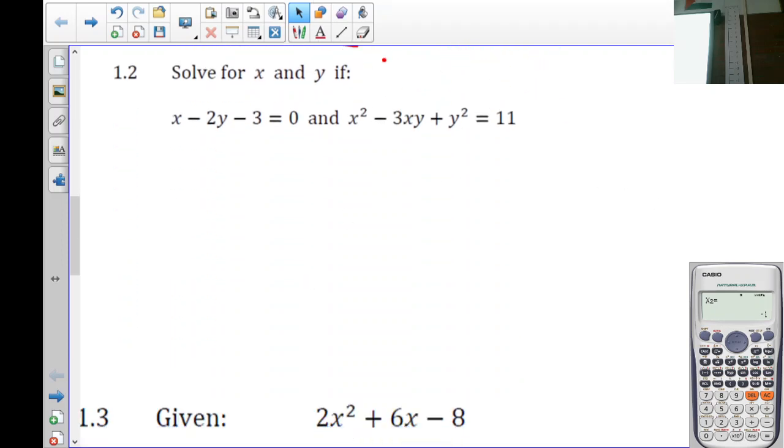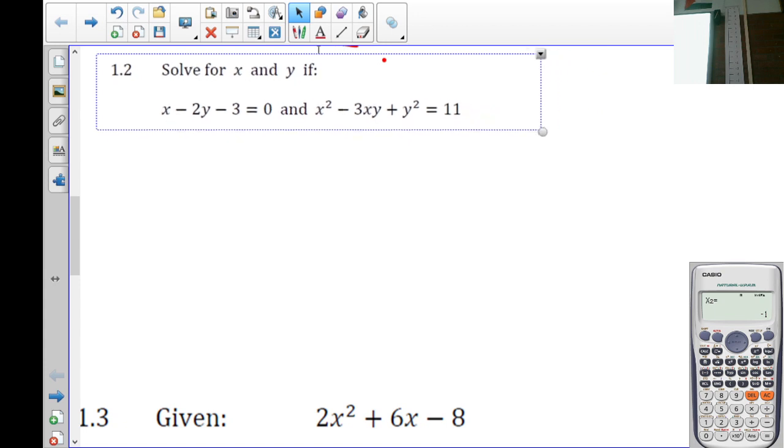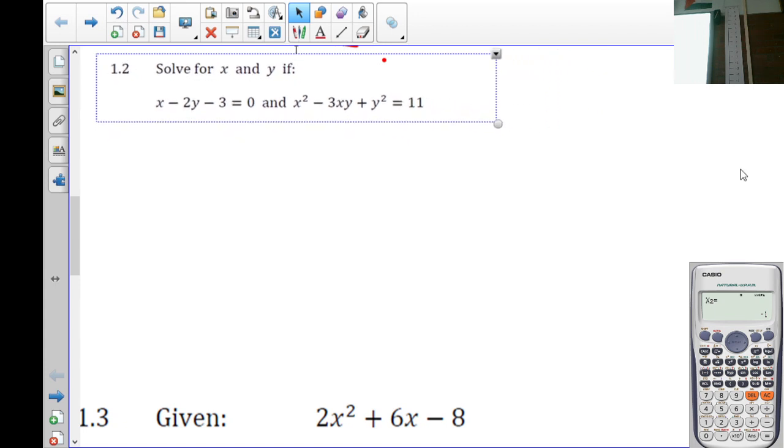The question says solve for x and y if. So that's your simultaneous equation. You must get the simultaneous equation in your paper 1. Simultaneous equations in question 1 normally come in at a minimum of 5 marks. I know this sum was 6 marks. So let's do this quickly.